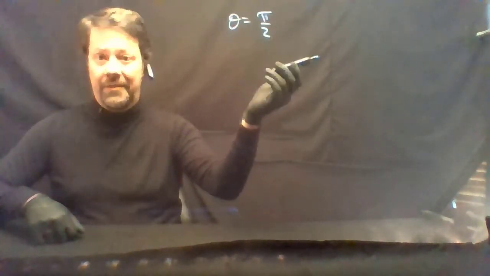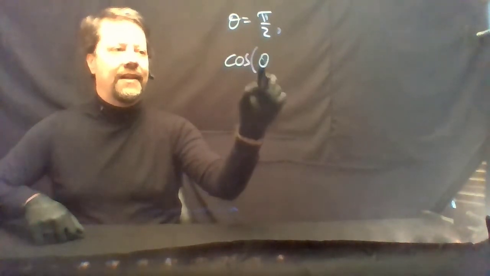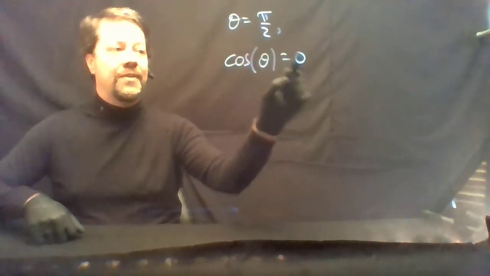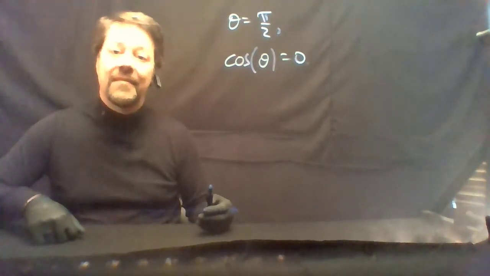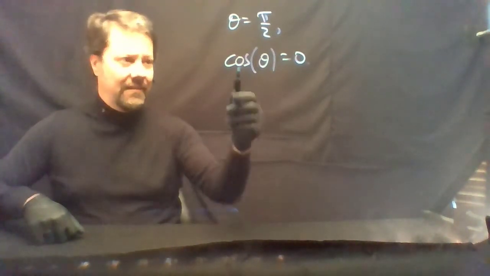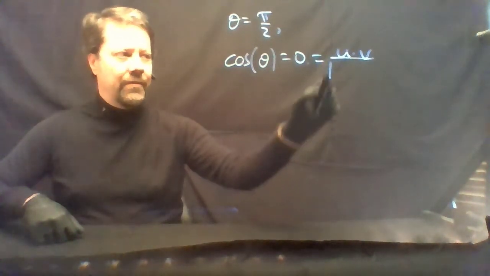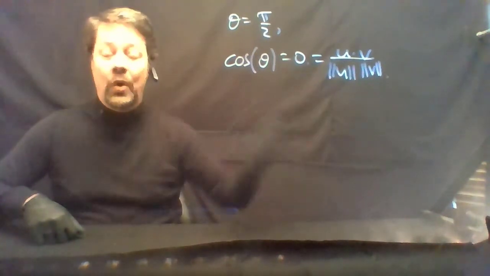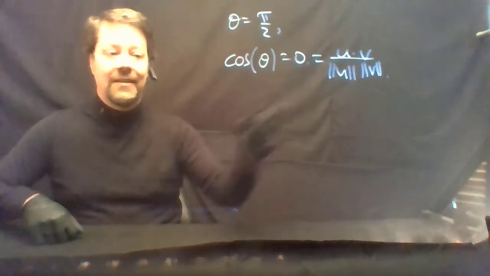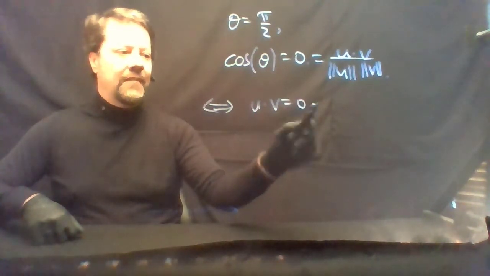If theta is pi over 2, then cosine of theta will be 0. If the angle between u and v is 90 degrees, then the cosine is 0, but that's u dot v over norm u norm v. And the only way a fraction equals 0 is if the top is 0.